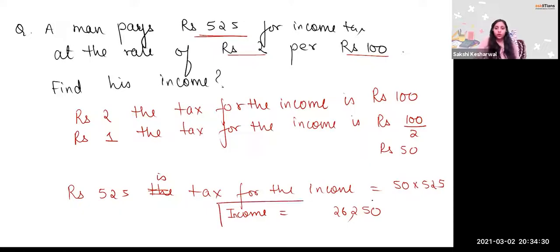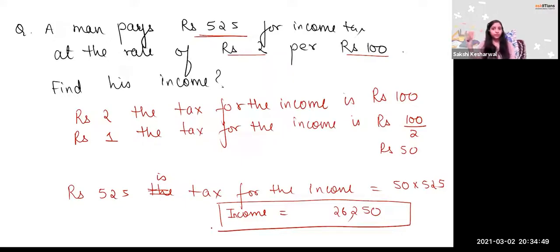So it means what? If you are earning 100 rupees, 2 rupees you have given as a tax. Now, for how much earning will you be paying 1 rupee as a tax? So for every 50 rupees you gave 1 rupee as a tax. How much tax have you paid? You have paid 525. So it means what? For every 50 rupees you are paying 1 rupee as a tax.